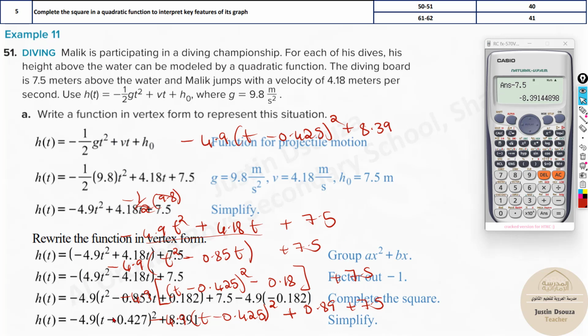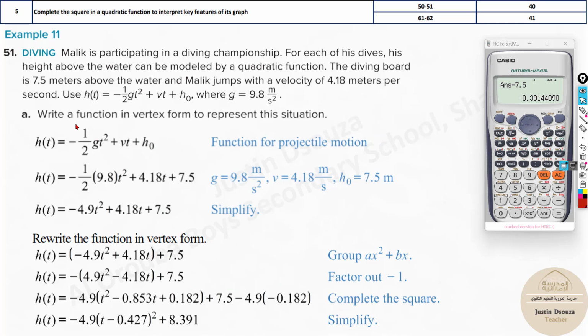Let's look over here. You can see it's the same answer. It's just that they have taken 3 decimal points. We have not taken 3. It's fine. It's the same thing. Here also they have taken 3. So if you take 3 decimal points from the beginning, then you will get 0.427. I've approximated to 2 decimals over here, right? That's why I'm not getting the accurate answer, but it's fine. It's close enough. It's negative 4.9 times t minus 0.425 or 0.427 the whole square plus 8.391. That's how we get into vertex form.